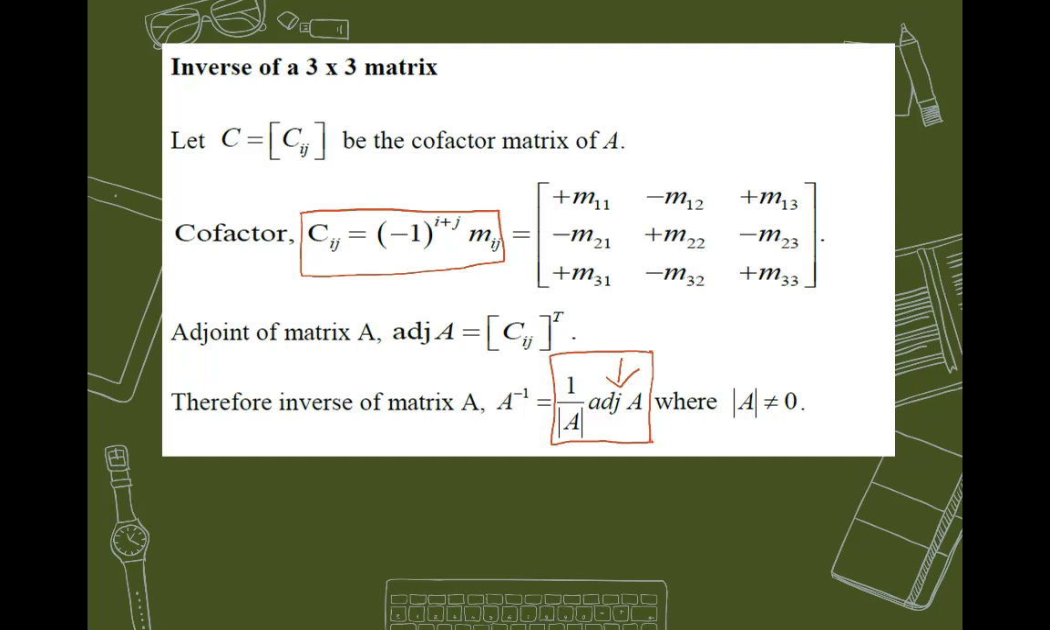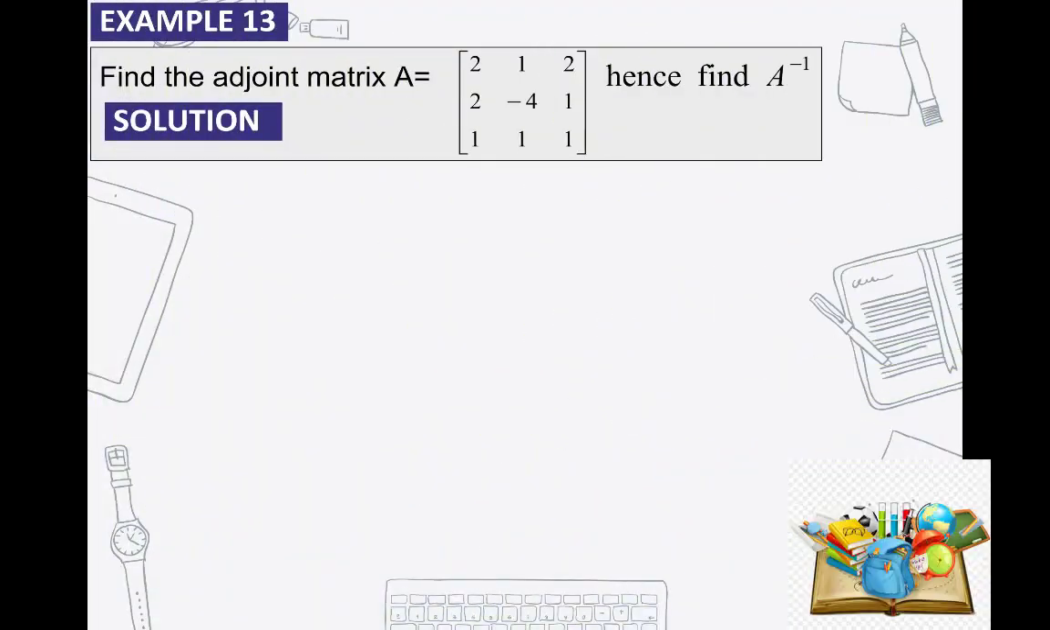Everything that we are going to use for adjoint is already things that we learned in our previous lesson. We have learned how to find the determinant, we have learned how to find the cofactor, and we have learned how to find the transpose. So we are just going to apply all this to find the inverse. Okay, so let's try example 13.